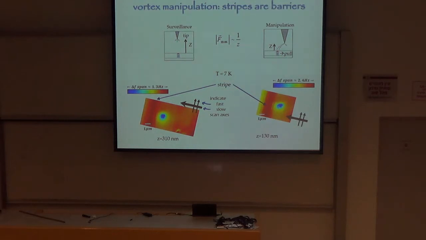Okay, so we can also manipulate vortices. I'm not going to dwell on this too much, but if we bring the tip closer to the sample, we enhance the forces between the tip and the vortices, and we can drag them. We attempted to drag vortices across these stripes and failed. So they're barriers for vortices. Vortices avoid them when they nucleate or enter the sample, and they also act as barriers for vortices.